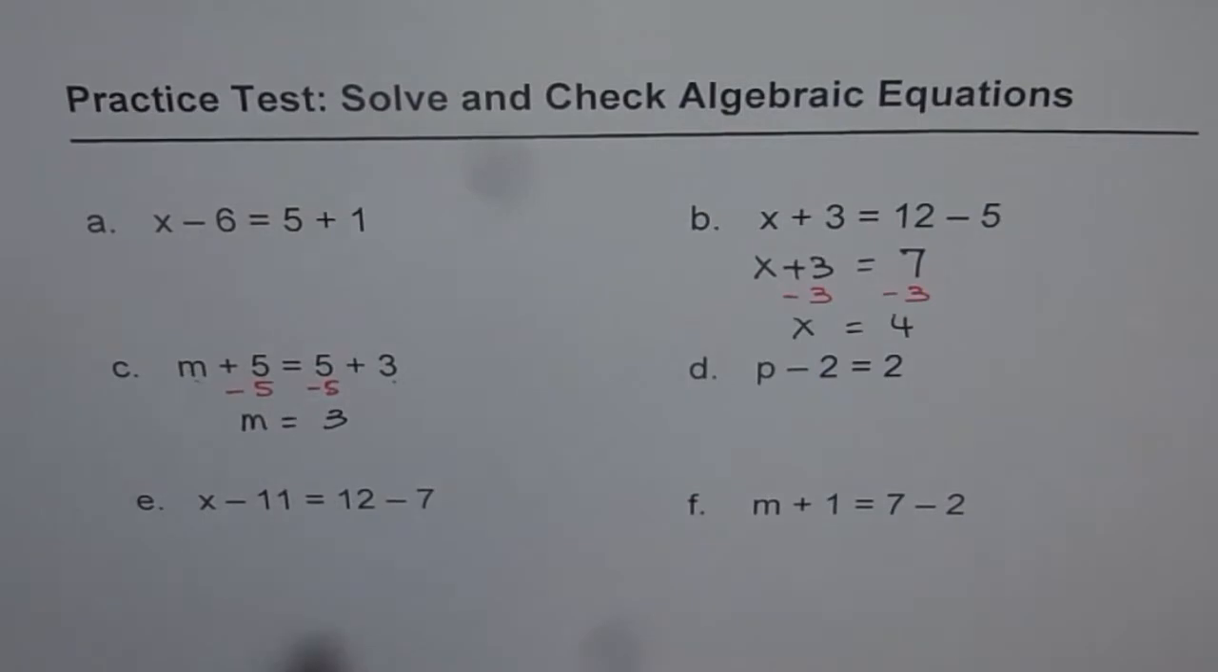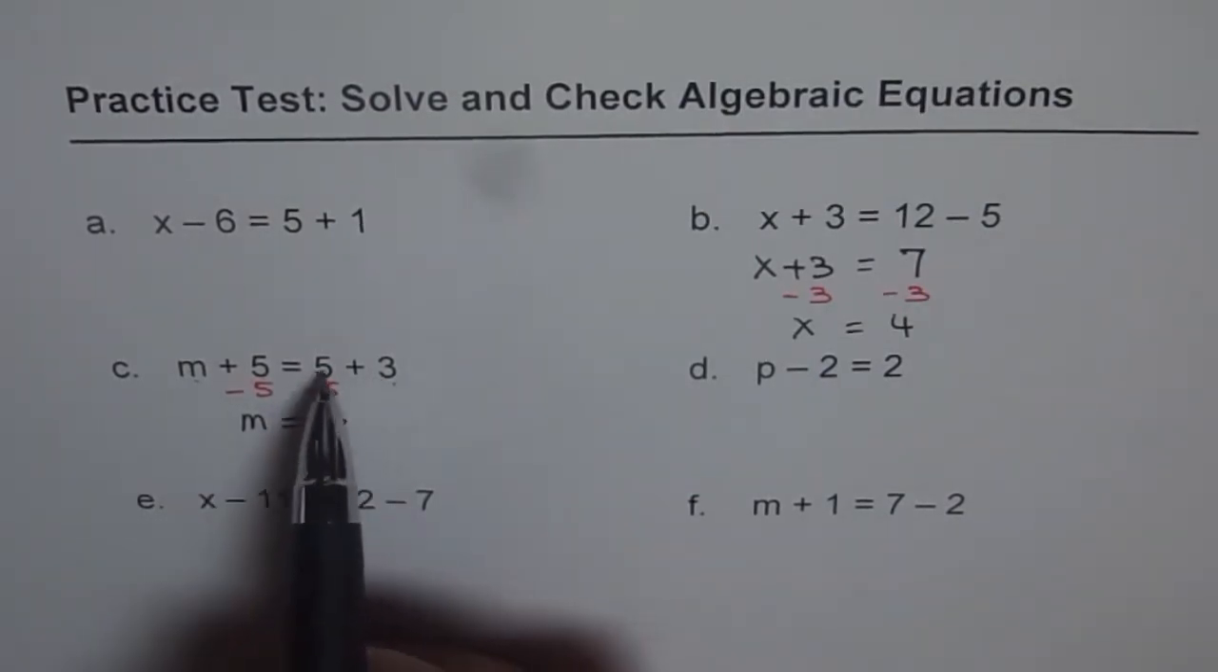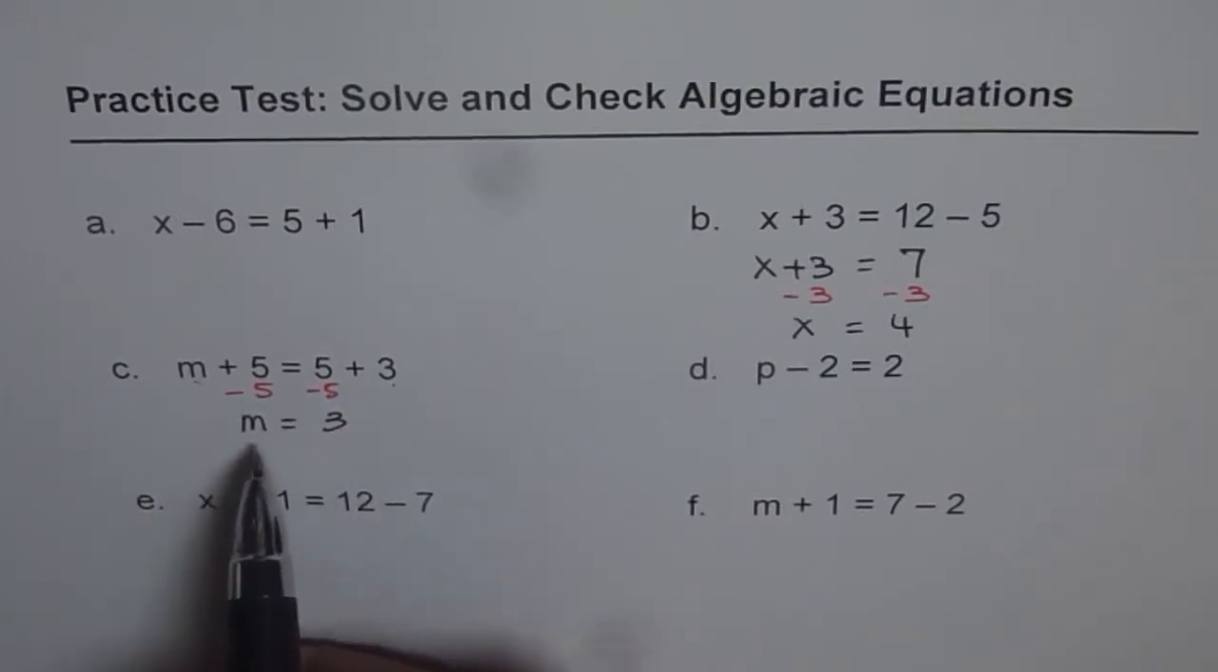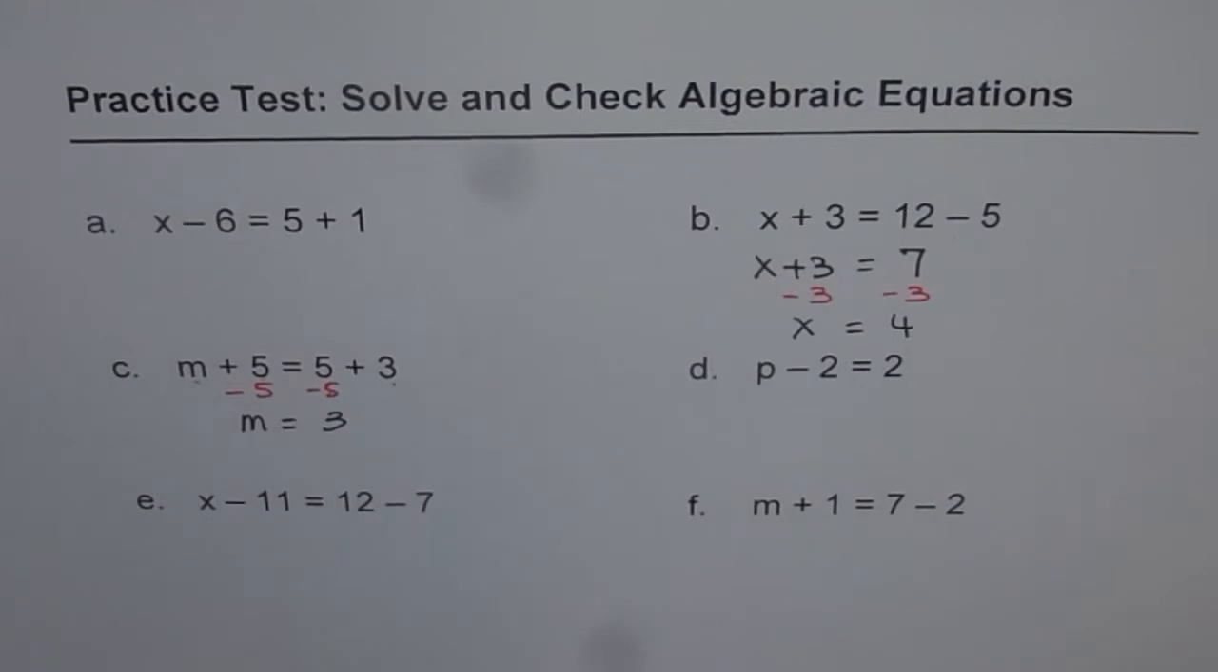Do you see that? So here I didn't even add them first. I could have added, right? 8 minus 5 is 3. That was also correct. So either way you could do. So at times you can do all the operations together. Let me show you this method with A also.